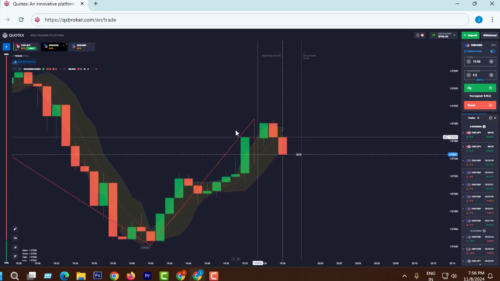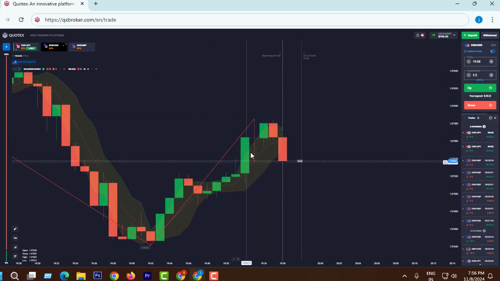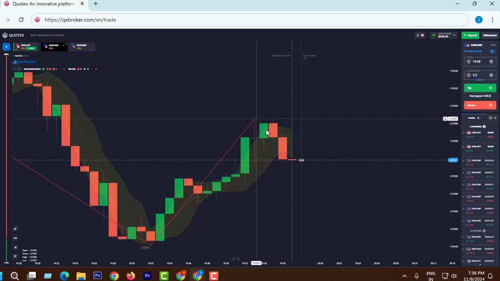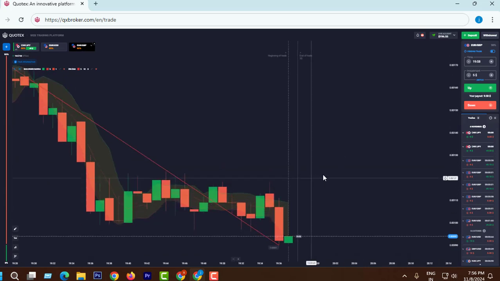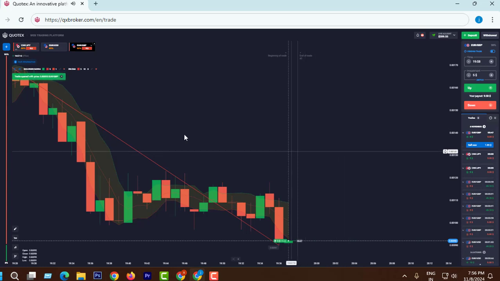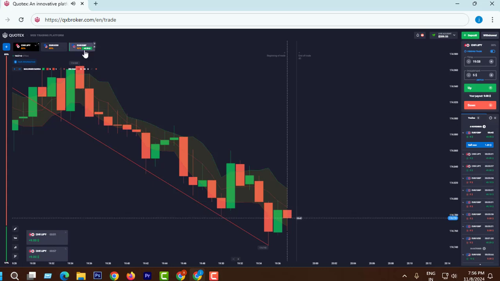So here is a good situation. As you can see, the candle breaks the Bollinger Bands with a rejection from zigzag and the market is going down. Here's a martingale. Okay, let's see. Down option. This trade is a winning trade, okay.